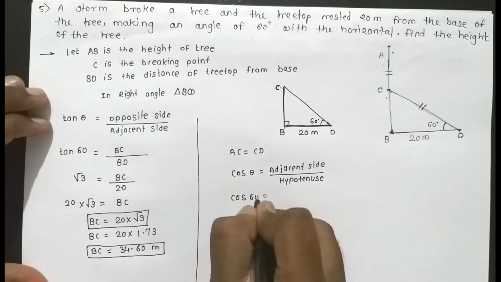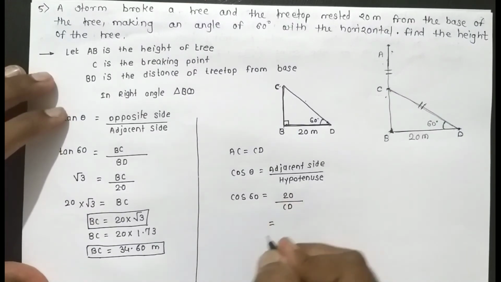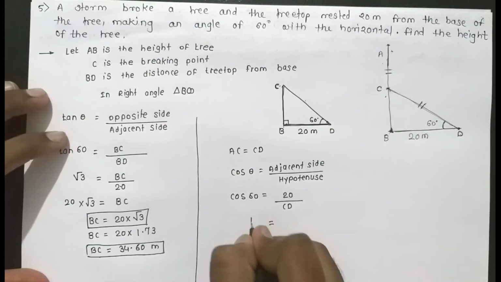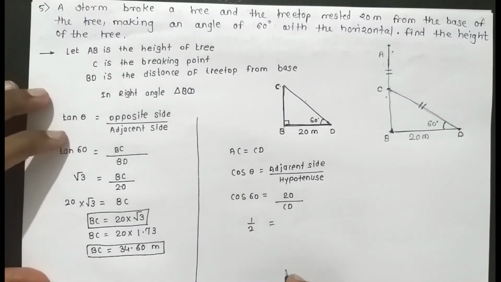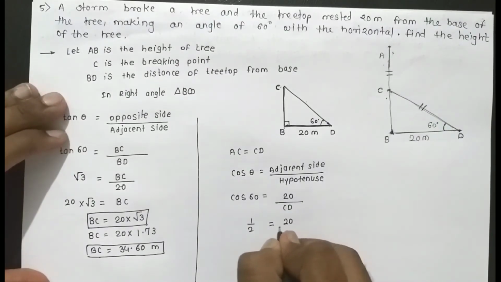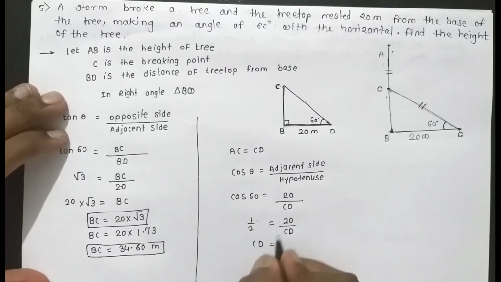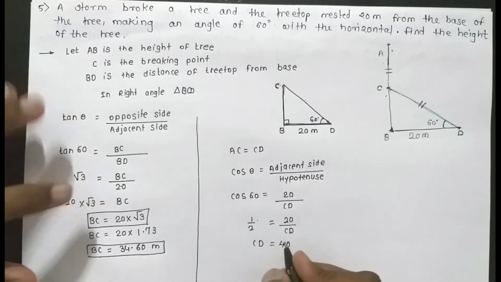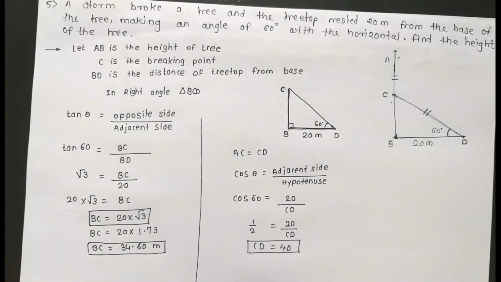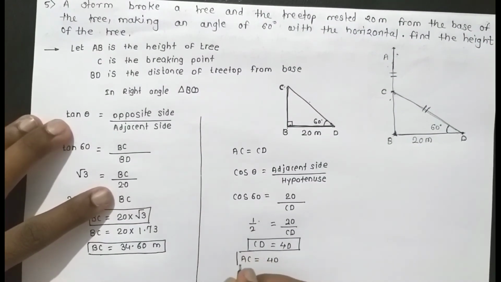So cos 60 is equal to adjacent is 20, and we don't know hypotenuse, that is CD. Value for cos 60 is 1 upon 2, right? What is the value? 1 by 2. 20 is as it is, CD. Cross multiply. CD 1 the CD, 2 2 the 4, 0 as it is. CD is equal to 40. What we wrote above? See, AC is equal to CD. So AC is also 40.